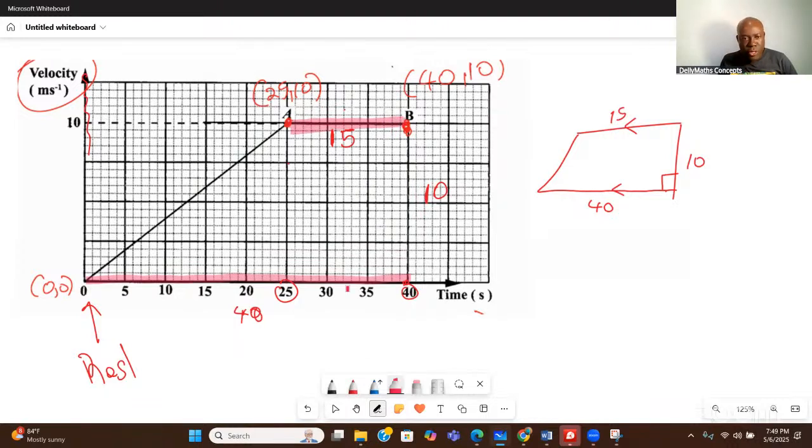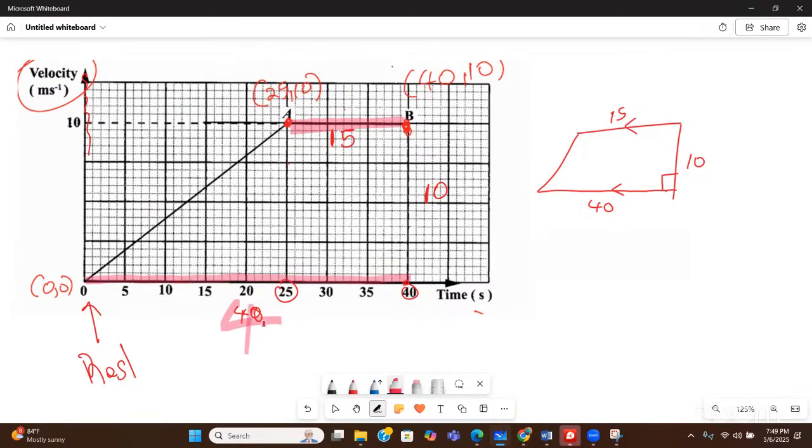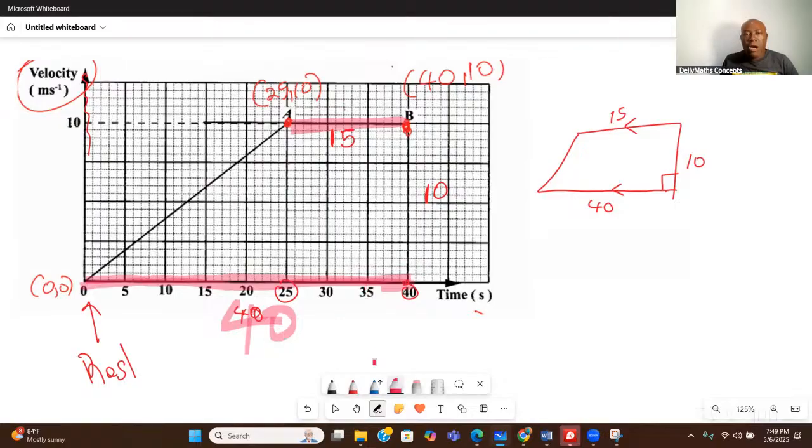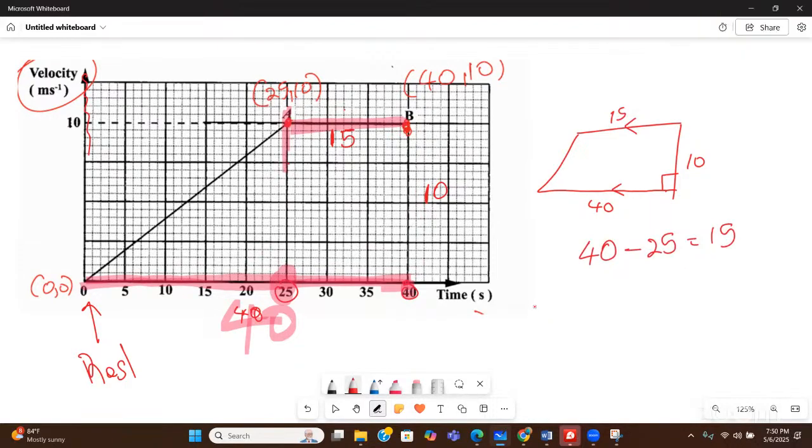Yes, sir. This one down here is 40, because you can see 40, right? But how did we get 15? Look, A is at the 25 marker, see 25 here, and B ends at 40. So it's your responsibility now to say 40 minus 25, and it's going to tell you the distance, 15. Tell me if you're good. Okay, all right. So we tie it up there.